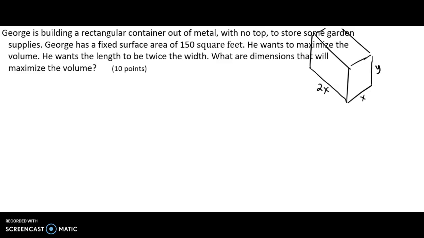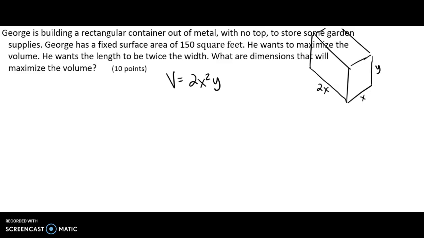So we have a function we want to maximize, the primary equation we want to do the calculus on. That's the volume equation. The volume of this thing would be this times this times this, right? The product of the three dimensions. So 2x times x times y. Okay, so what's the surface area?